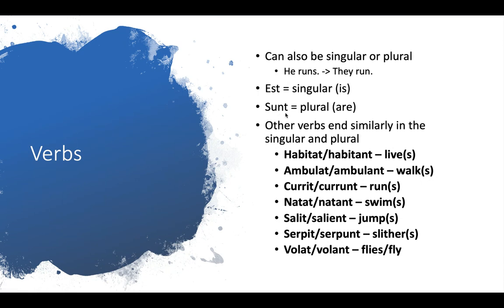Other verbs end similarly in the singular and plural, like habitat, habitant. All of these verbs, the first form is the singular, the one that ends with just a T. The second form is the plural, and the plural ends in int. Just like est ends with a T in the singular, but in the plural it becomes sunt with an int.